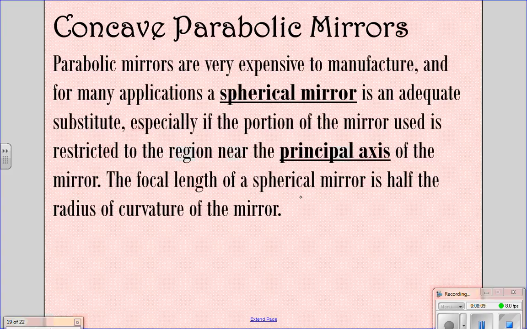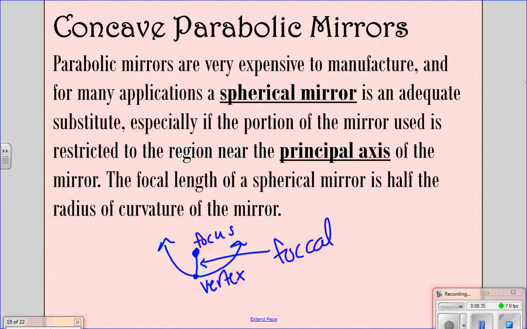Okay? I'm going to go back to pre-cal when we talked about parabolas. There's this point here that's called the focus. And the length from here to the vertex, this segment, is called the focal length. So that's the focal length. And whatever this length is, it's going to be half of the radius of the curvature of the mirror.